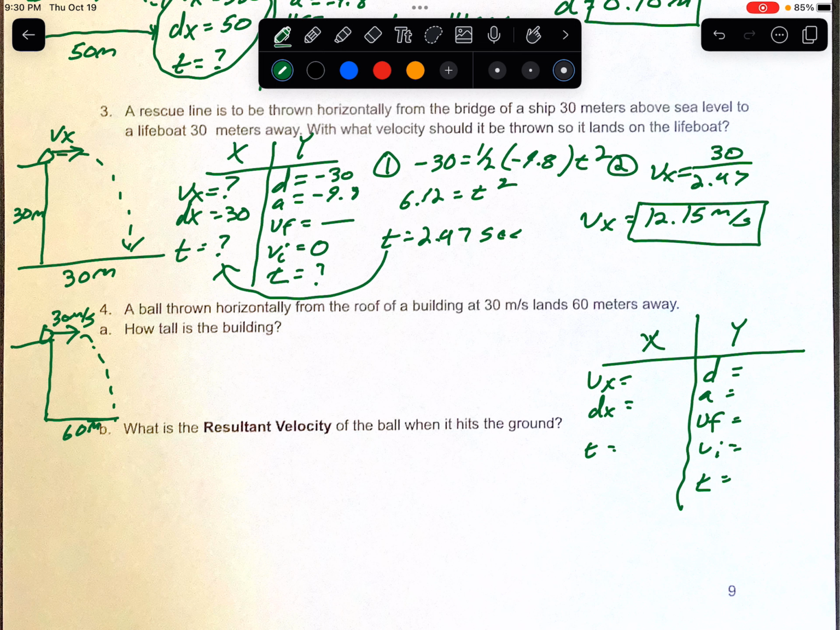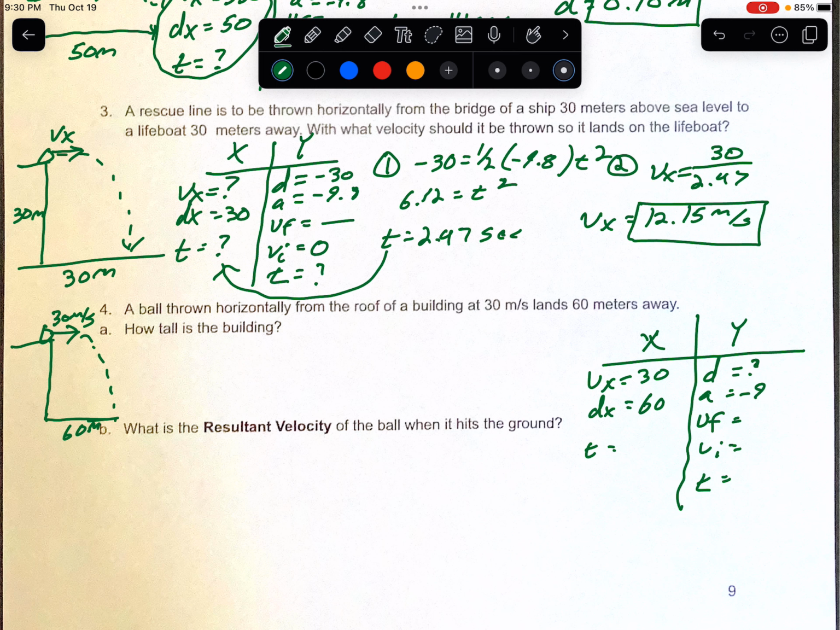Okay, a ball is thrown horizontally from the roof at 30 meters per second, so that is your horizontal velocity. So that's going to go right here on the left side. And it lands 60 meters away, so it gave you your horizontal distance. Okay, so it says how tall is the building? That means you're looking for vertical distance.